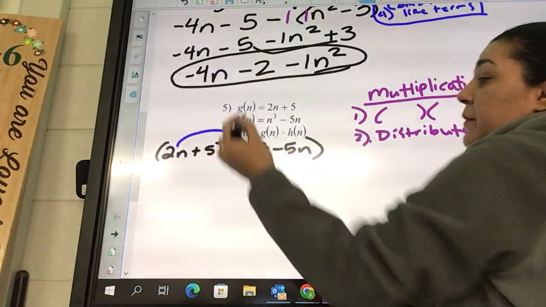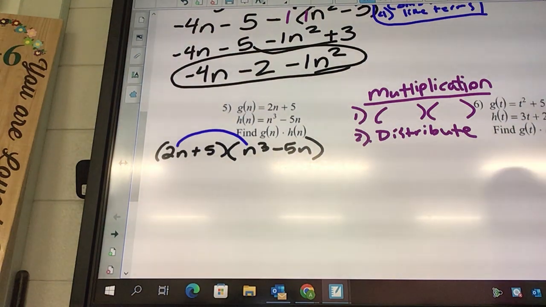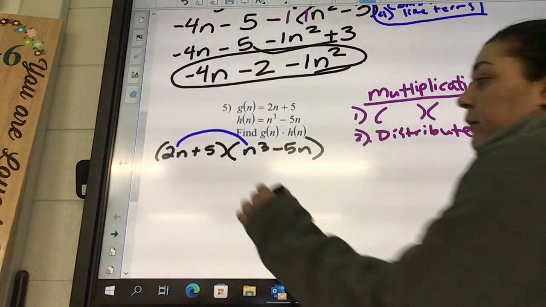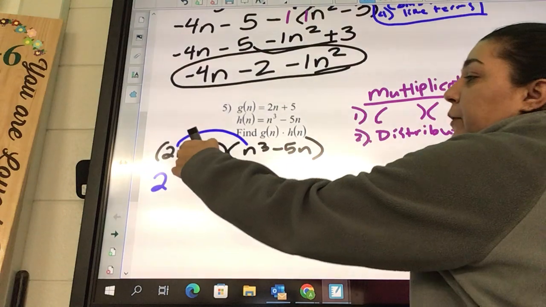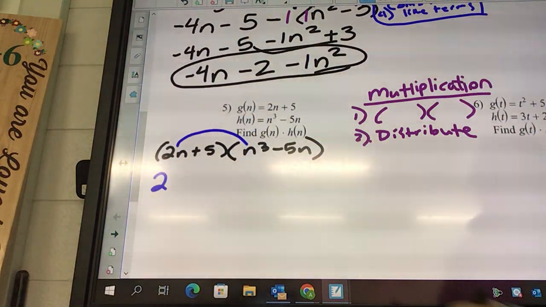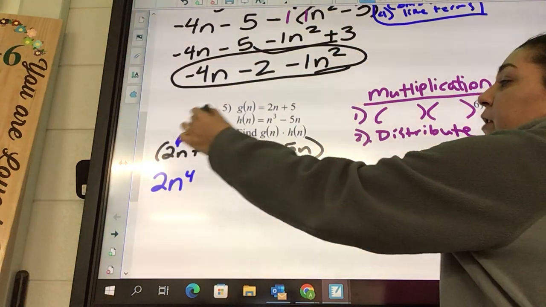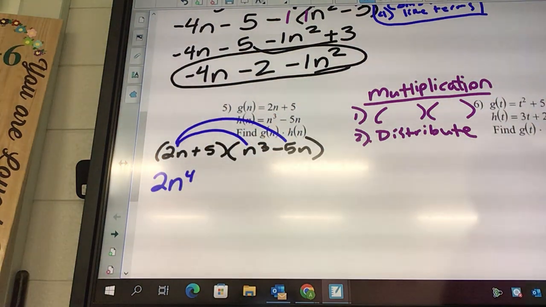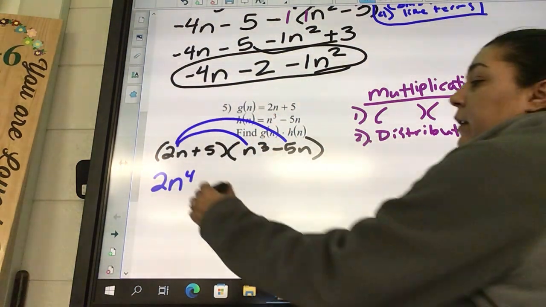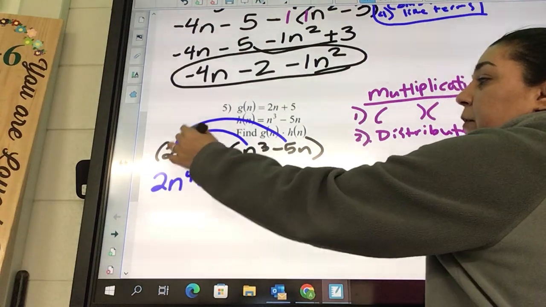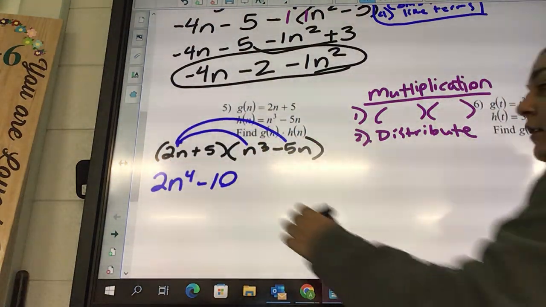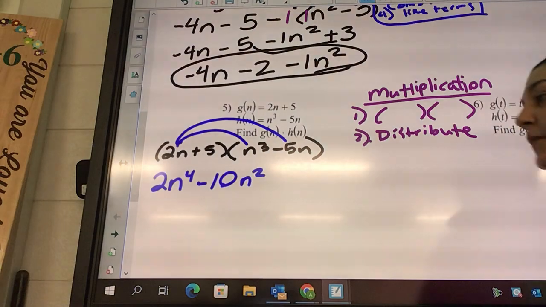2n times n cubed, okay? So what is 2 times 1? 2. How many n's from here to here? 4, so it's going to be n to the fourth. Okay, I got 2 times negative 5. Negative 10. How many n's from here to here? 2. So we got n squared.